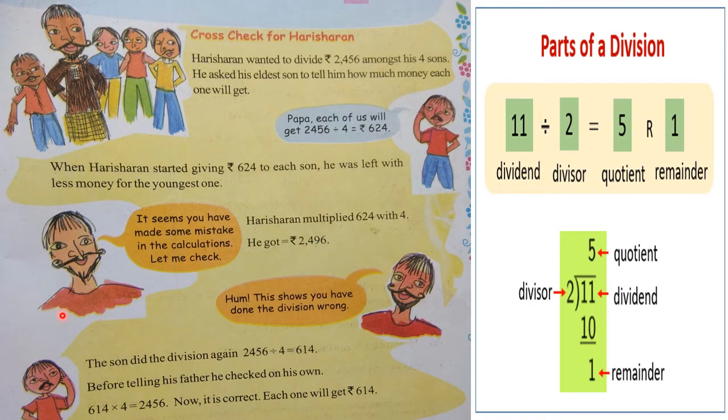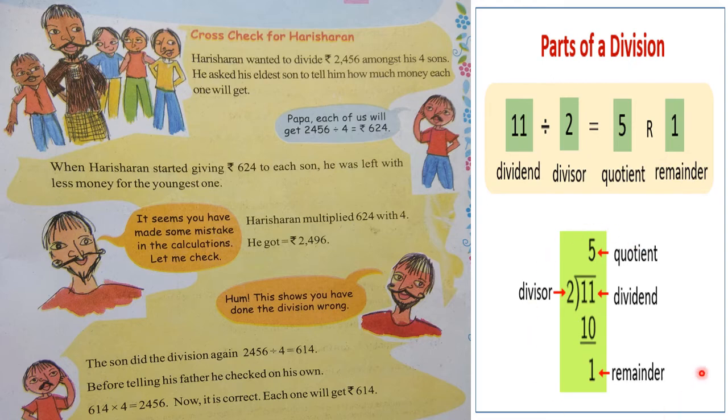Now next, here you can see on the screen the parts of a division. Let us first understand this. This is a division that I have written: 11 divided by 2 is equal to 5 and the remainder is 1. The first number, 11, is the dividend, 2 is the divisor, 5 is the quotient and 1 is the remainder.